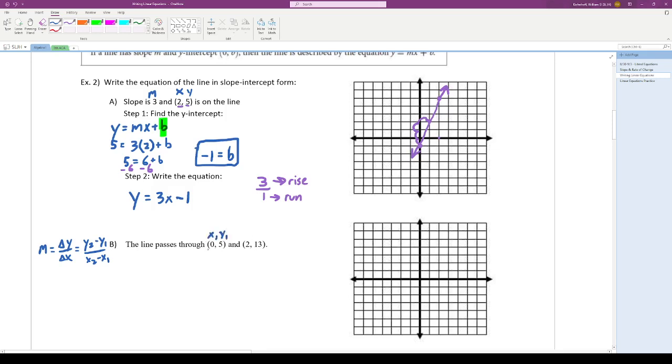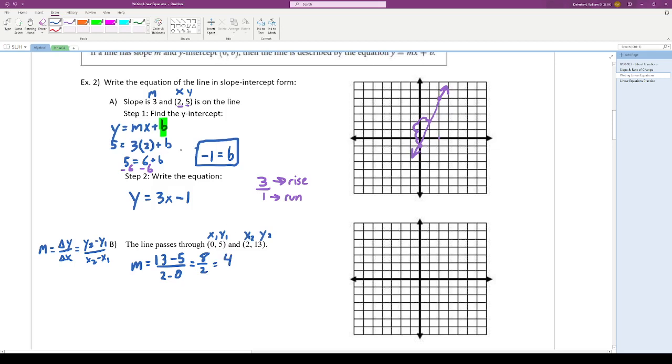We're going to label those things here so we can keep them straight. Our first point, we label the x-coordinate x1 and the y-coordinate y1. Second point, we label x2 and y2. Now let's calculate the slope of this line. We have m equals y2, which is 13, minus y1, which was 5, over x2, which is 2, minus x1, which is 0. If we simplify that, 13 minus 5 is 8 over 2, which is simply a slope of 4.